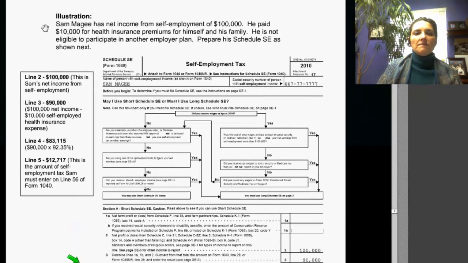Here is an illustration. Sam McGee has net income from self-employment of $100,000. He paid $10,000 for health insurance premiums for himself and his family. He is not eligible to participate in another employer plan. Prepare his Schedule SE as shown.